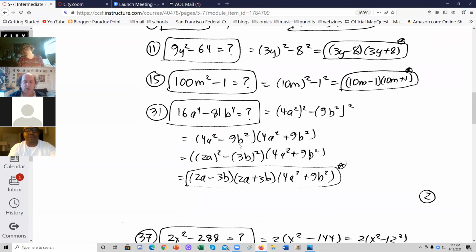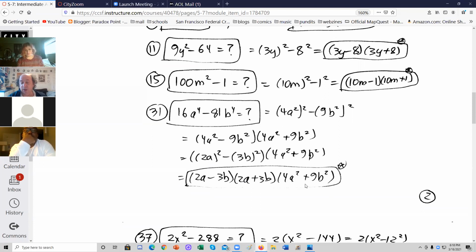Now here, 4a squared minus 9b squared is also a difference of squares. 4a squared is the square of 2a. 9b squared is the square of 3b. This is a sum of squares, and so we can't really do anything with it. But this one factors, so we get 2a minus 3b times 2a plus 3b.